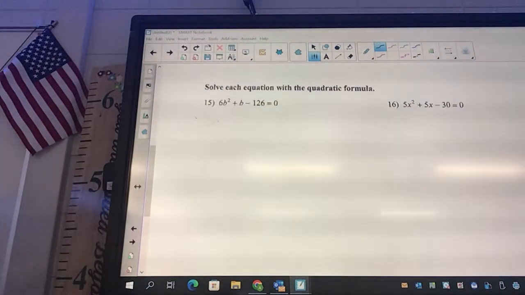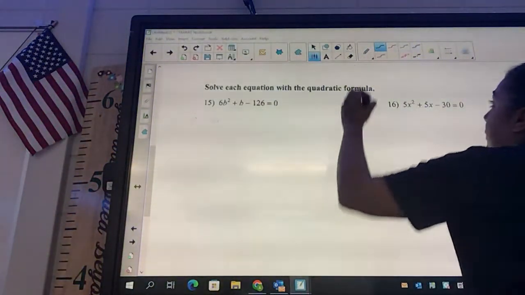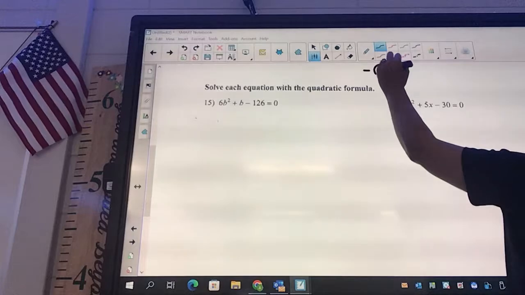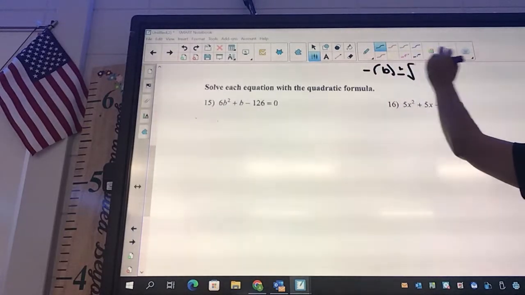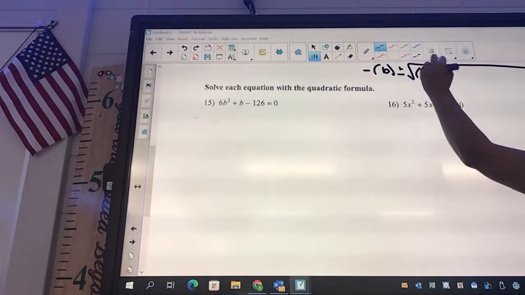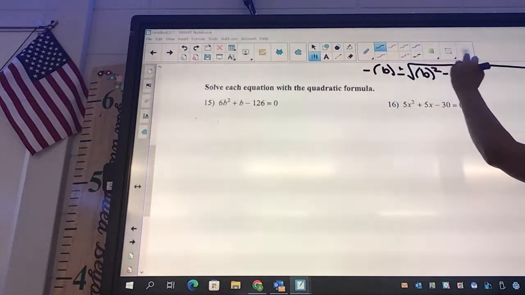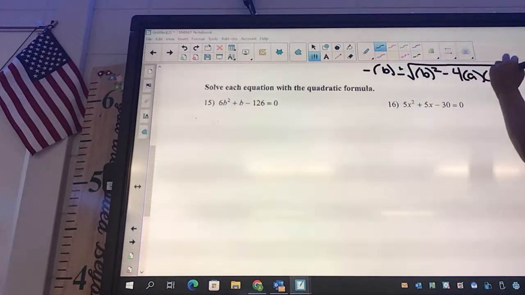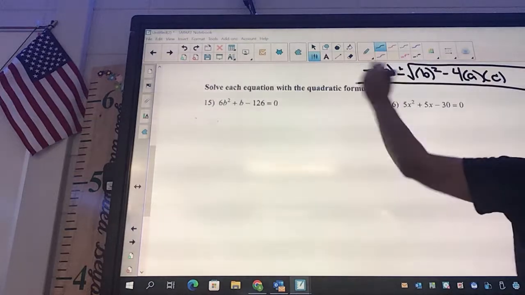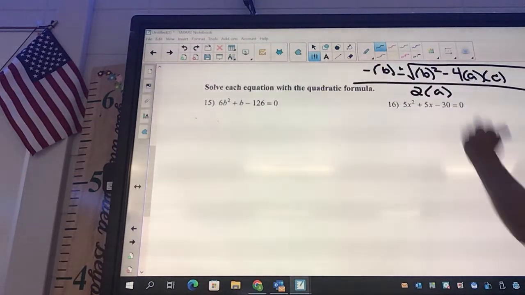Okay, solve the equation by the quadratic formula. Make sure that you have the formula written on your sheet. You guys can use these on your test. Okay, so it's negative b plus or minus the square root of b squared minus 4 times a times c all over 2 times a.